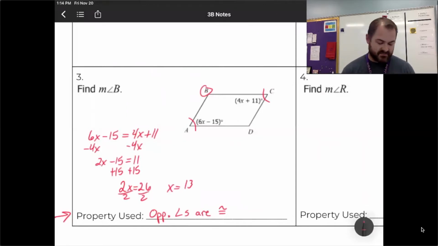Now, they ask for the measure of angle B. You need to understand something. Measure of angle B is a consecutive angle with the measure of angle A. So what I'm going to do is plug in to find the measure of angle A first. 6 times 13 minus 15. Okay, when I do that, and then I subtract that from 180, we're going to get this.